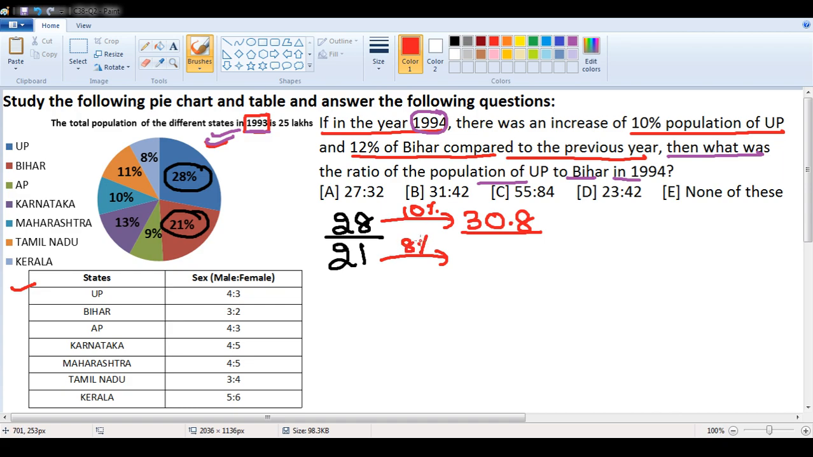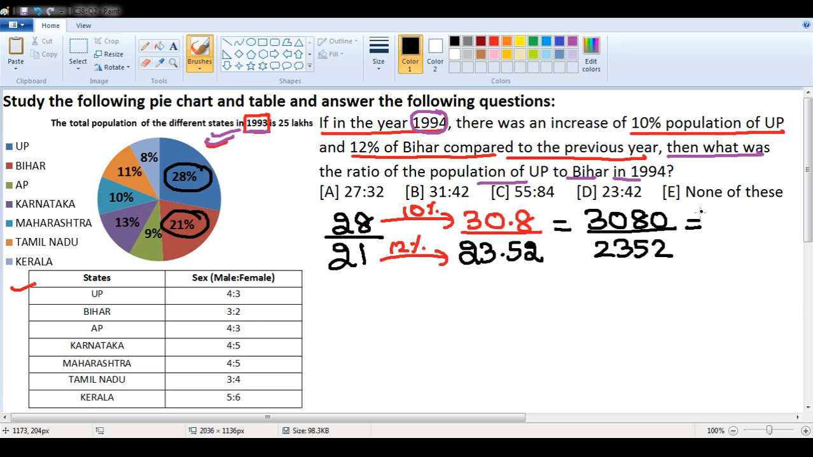And Bihar increases by 12 percentage, right? Not 8, it is 12 percentage. 12 percentage of 21. 10 percentage of 21 is 2.1. 1 percentage is 0.21. 2 percentage is 0.42. So 2.1 plus 0.42 is 2.52, and finally 21 plus that is 23.52, right? Now they are asking this ratio. This is 3080 divided by 2352, right?